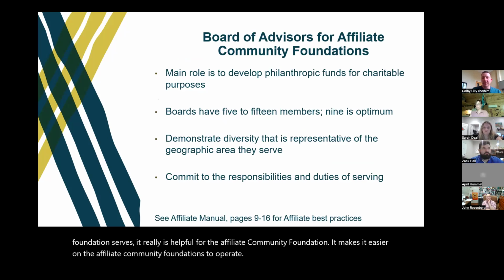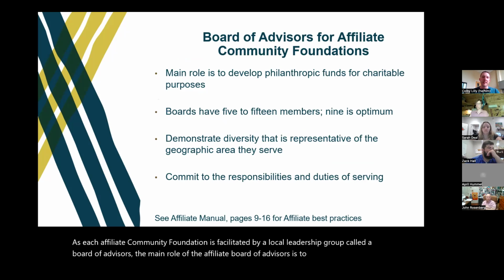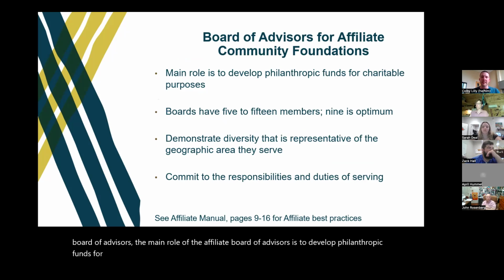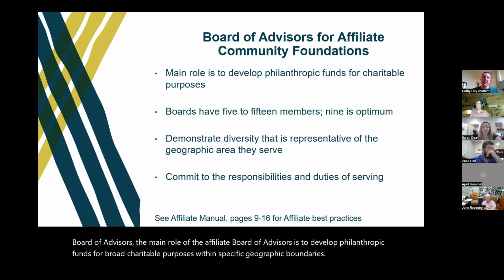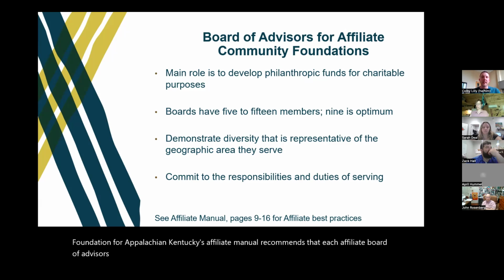As you know, each affiliate community foundation is facilitated by a local leadership group called a board of advisors. The main role of the affiliate board of advisors is to develop philanthropic funds for broad charitable purposes within specific geographic boundaries. Foundation for Appalachian Kentucky's affiliate manual recommends that each affiliate board of advisors is composed of no fewer than 5 and no more than 15 members. However, there is a sweet spot, and that is recommended at 9 members.